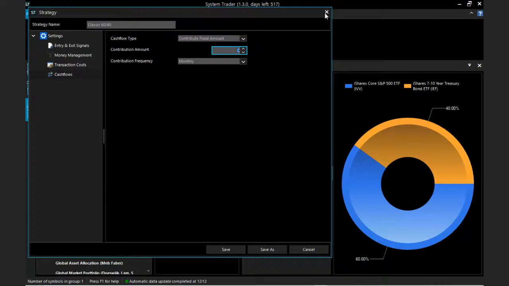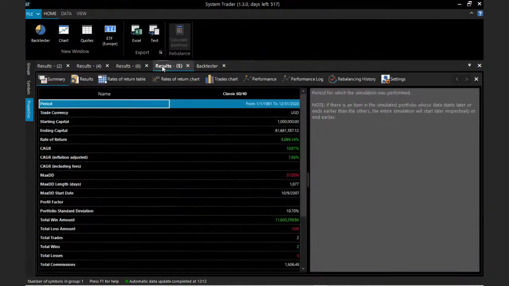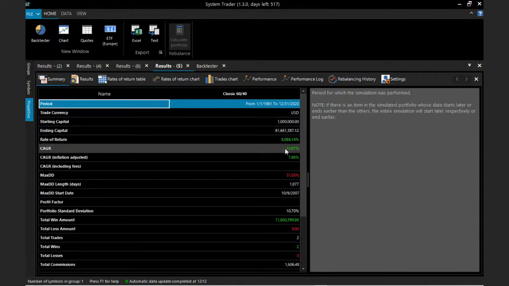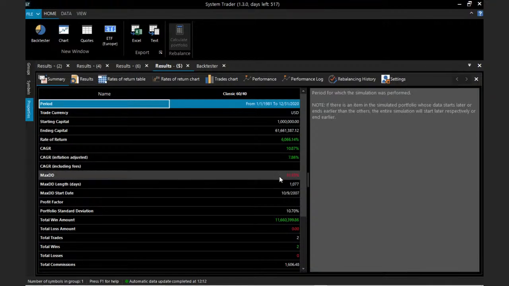So this is it. And now someone can ask why I need to have a long history of testing such a simple portfolio. Let's say that we are checking such a portfolio from 1981 till the end of 2020, and we can see that that simple portfolio was making over 10% per year, and after adjusting for inflation, it was making almost 8% per year, and the maximum drawdown of such a portfolio was 31%.